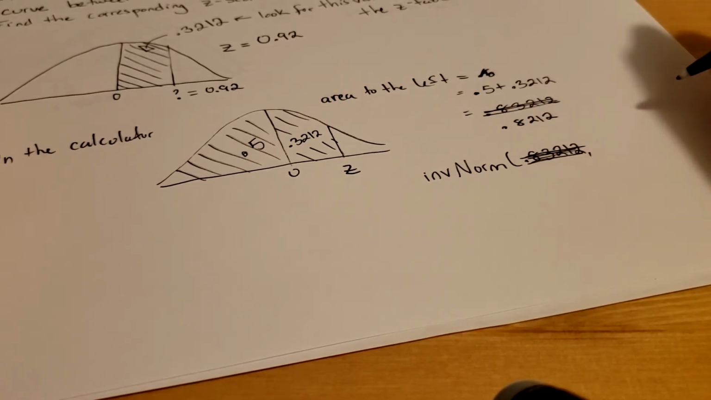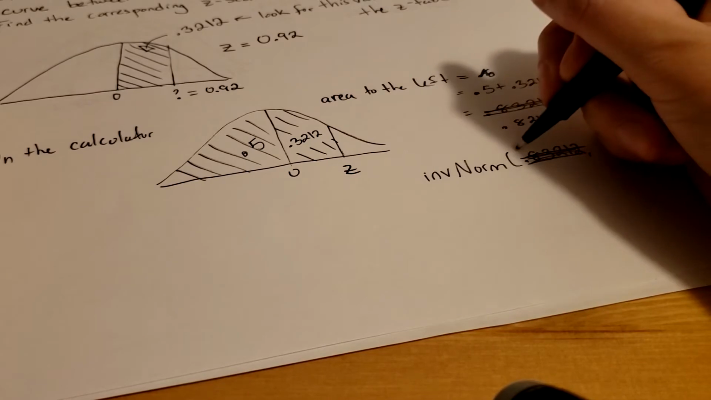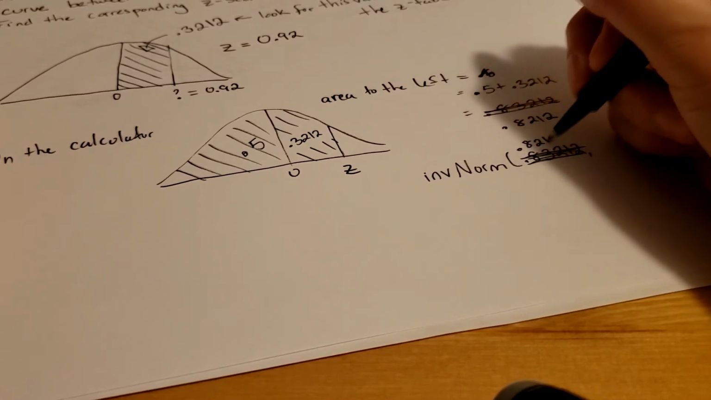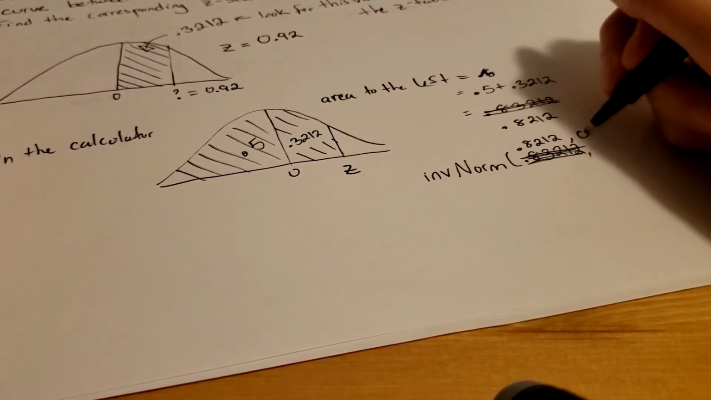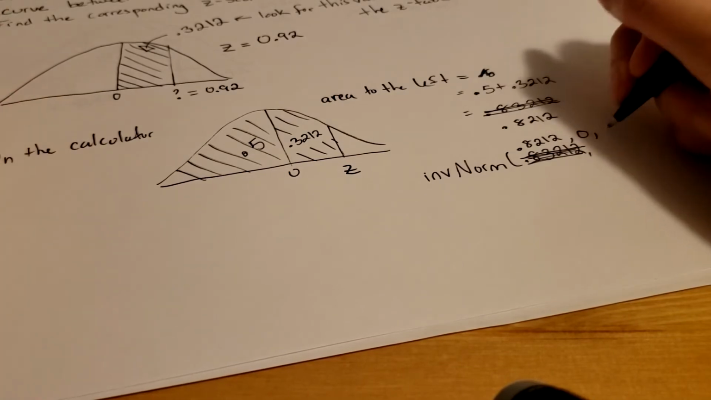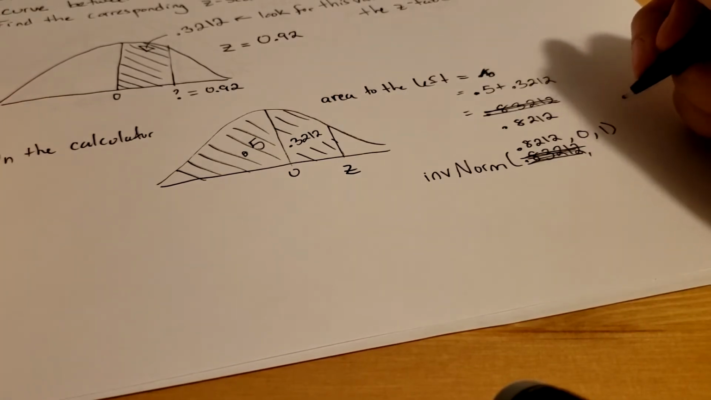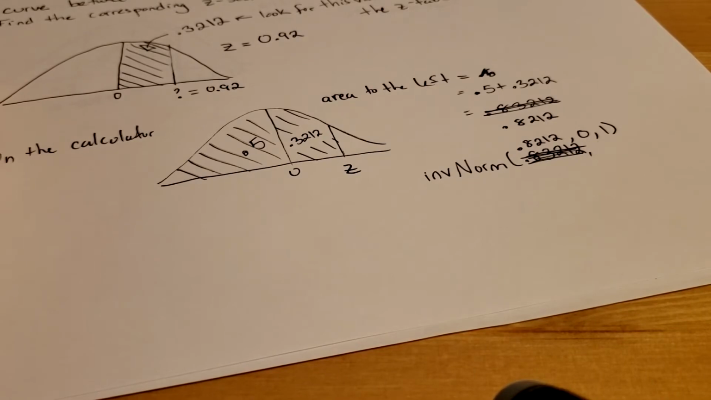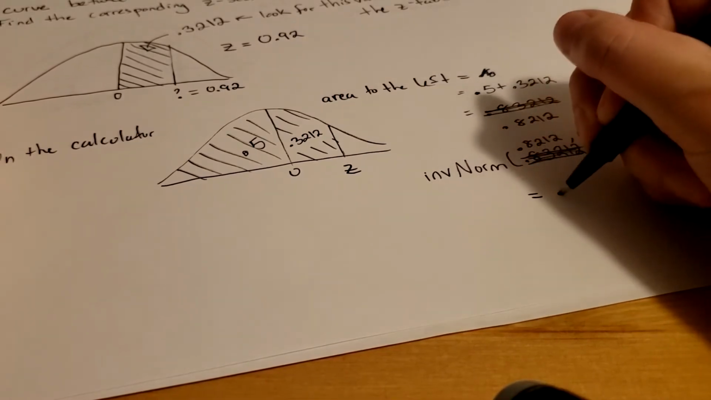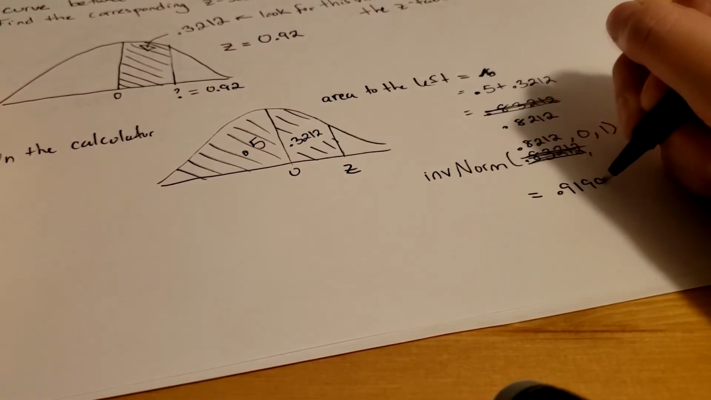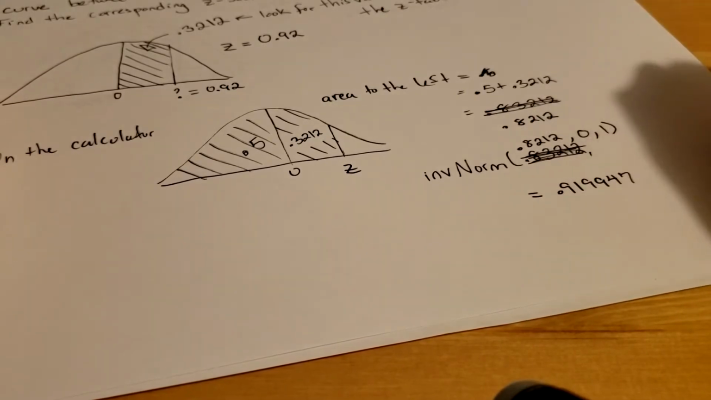Now to do this on the calculator, we would put this in our inverse normal. It's going to be 0.8212. Our mean is 0 because this is standard normal, and our standard deviation is 1. Then we would hit enter and we see what we end up getting. And we end up getting 0.919947 and change as an answer.